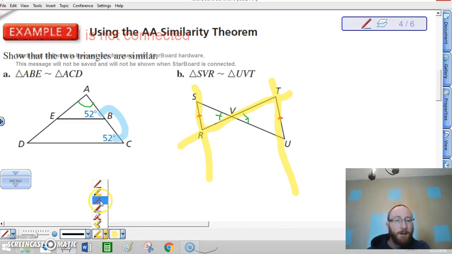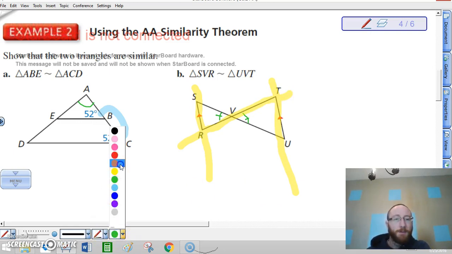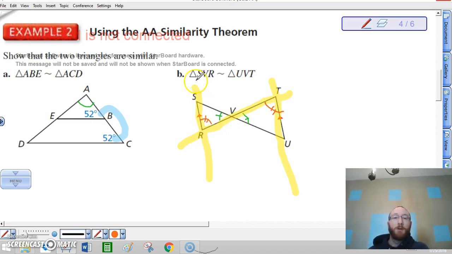And once you do that, sometimes you do it visually, sometimes it actually helps to draw it. It's pretty obvious to see that angle R and angle T are alternate interior angles. So there's one angle, there's two angles. Triangle SVR is similar to triangle UVT by angle. If you wanted to, you could have done angle S and angle U had you chosen.